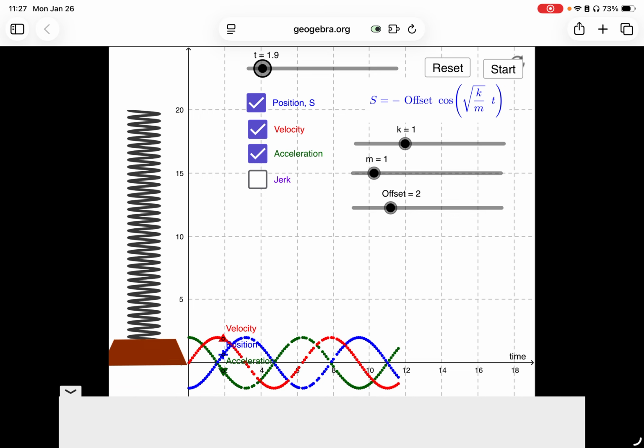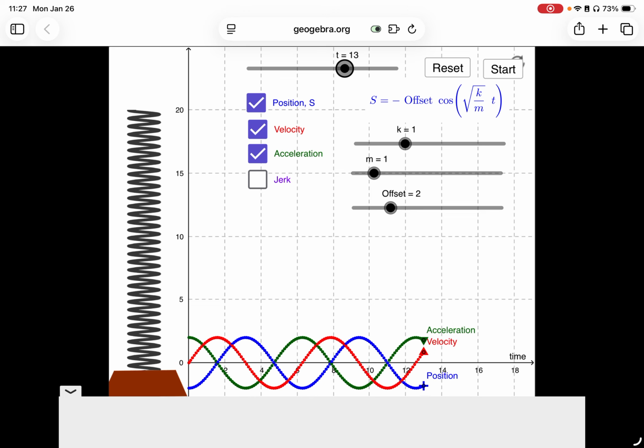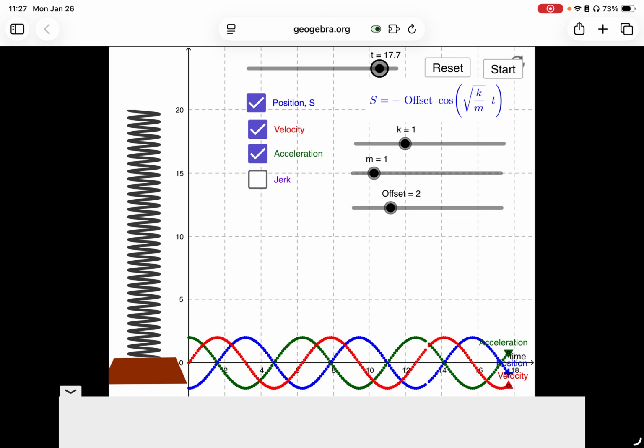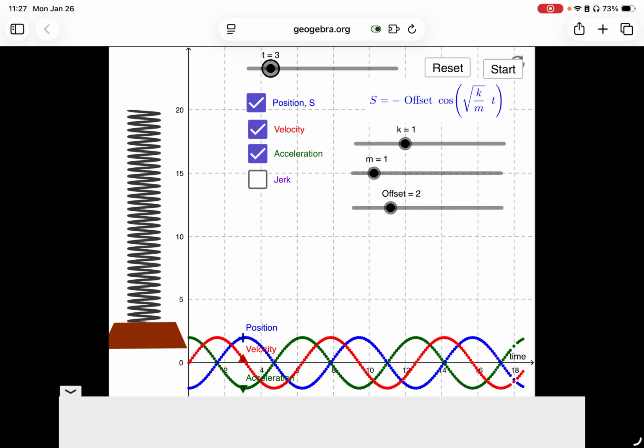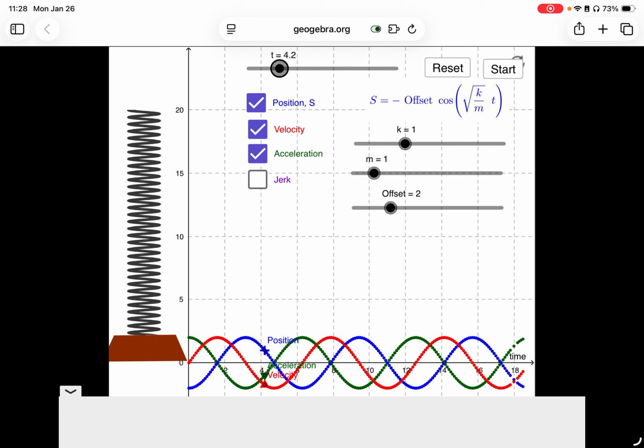And if you look at the formulas that we derived in the lecture today, you'll see that makes sense because the velocity has an amplitude of omega times x_m, and omega is just equal to the square root of k divided by m. So here that's going to be the square root of 1. So that's why these all have the same amplitude.